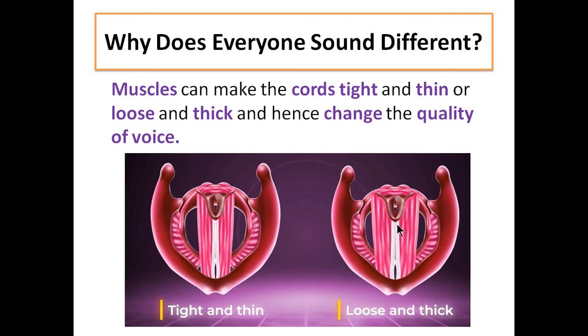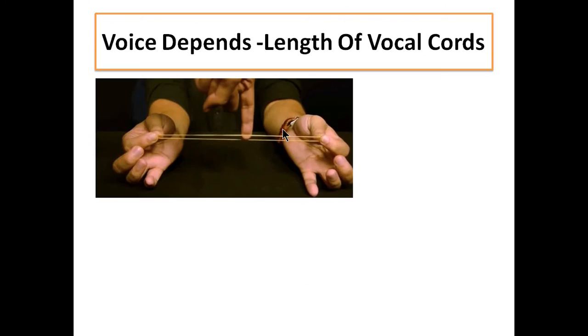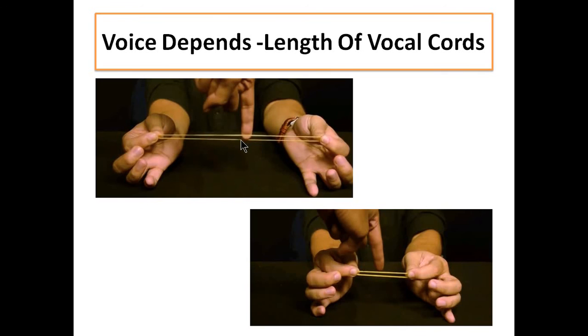Another thing is that voice quality also depends upon the length of the vocal cords. You can understand this by this activity. Stretch the rubber band to the maximum and pluck it from the center. You can feel the vibrations. Here the sound will be different as compared to this one. When you decrease the length of the rubber band and pluck it from the center, the sound will be different.